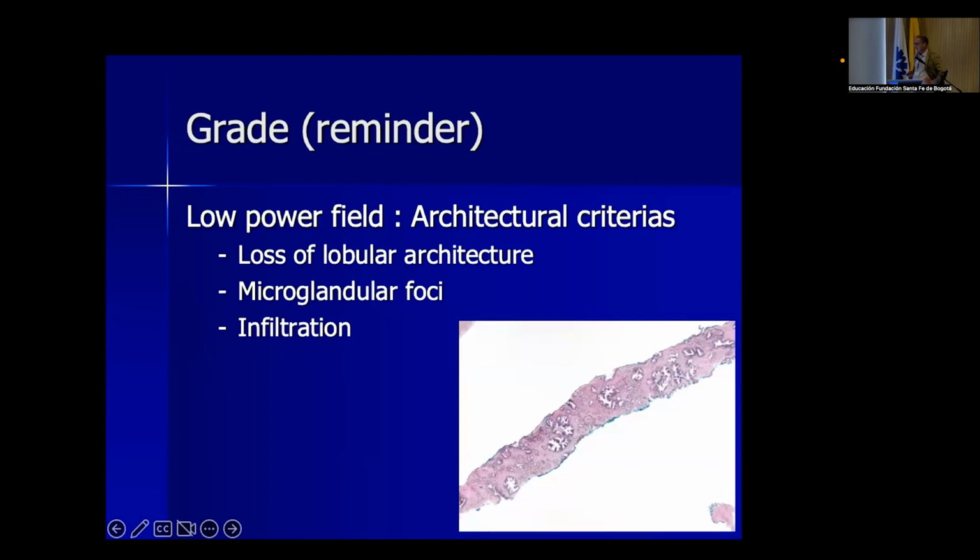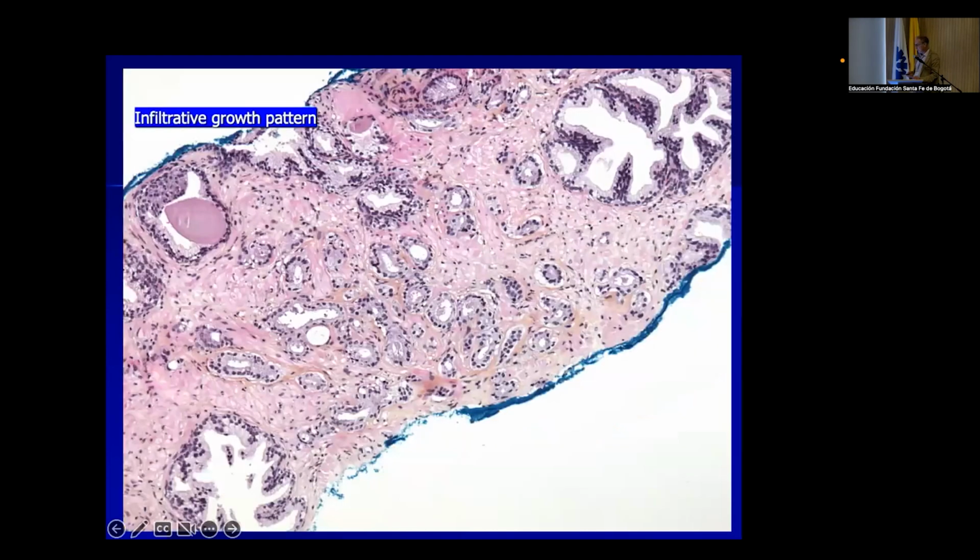So the diagnosis of prostate cancer is made on low power field and architectural criteria. So it's a loss of the normal lobular architecture. We find micronodular foci, and there is infiltration. We saw that better on that. Do you have a red light, you know? Yes. So you see here clearly the small glands infiltrating between the normal prostatic glands.